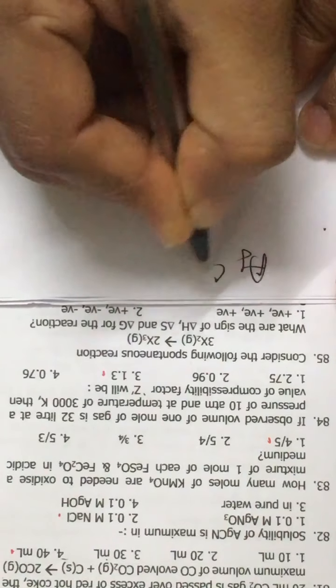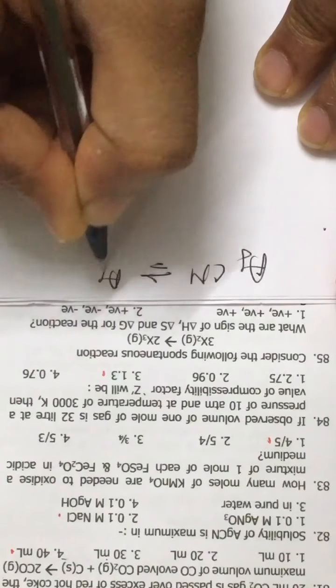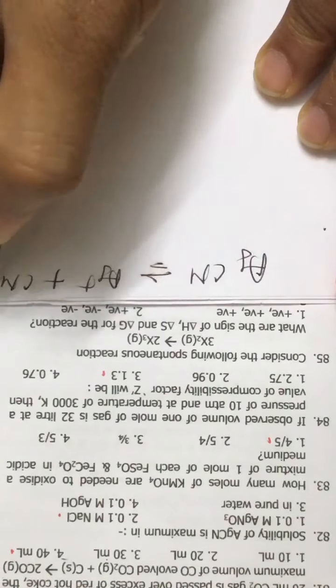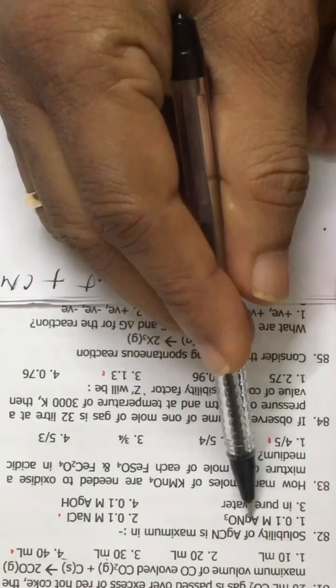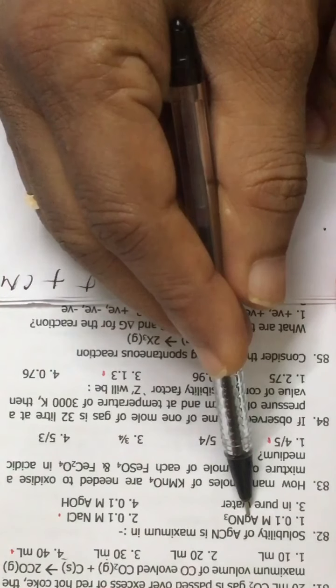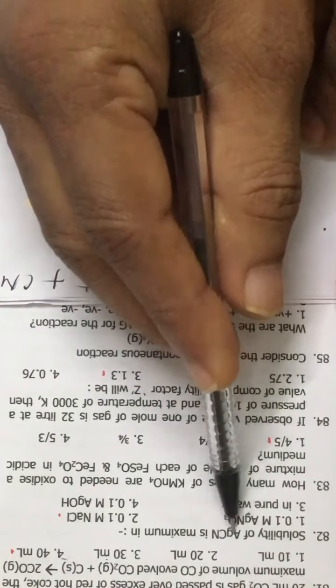Alright. Now look at question number 82. Solubility of AgCN is maximum in. See, AgCN ionizes to produce Ag positive and CN negative. So in the presence of common ion, normally solubility decreases. Like in the presence of AgNO3, solubility is less because Ag positive is common.